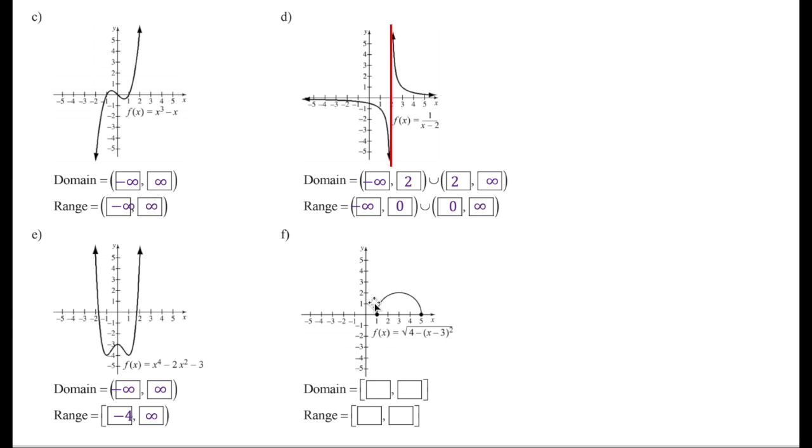Notice our domain. We're going to go from 1 to 5 inclusive. So we're going to go from 1 to 5 on the x-axis, and our range is also inclusive because these are whole points. These points are (1, 0) and (5, 0), so we go from 0 to 2.